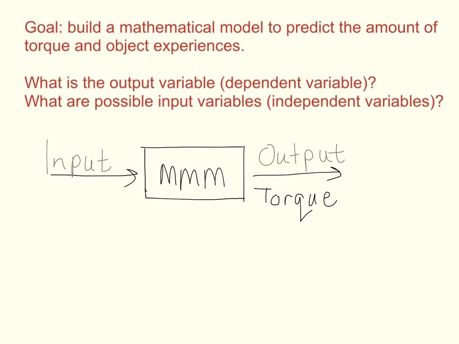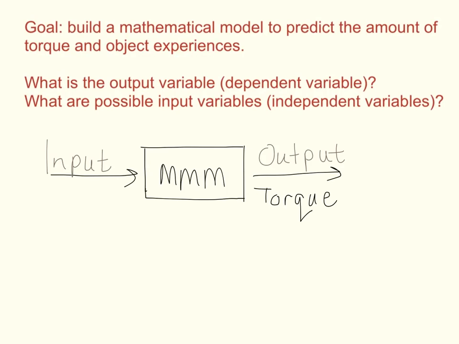The input then is your independent variable. Now there could be more than one independent variable, so we have to be careful that we pick one to start with to do an experiment and hold the other one constant, or the others constant, until we're ready to test one of the other variables. So what are possible input variables? Pause the video and think about that for a sec.